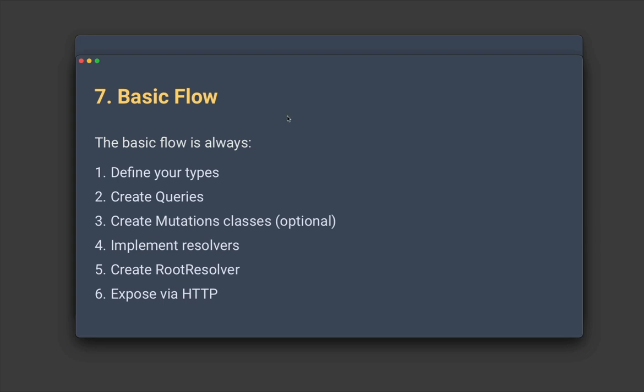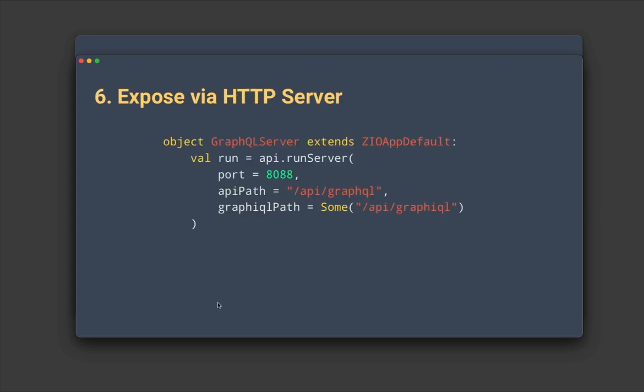As a quick summary, the basic flow when writing a Caliban application is what I just showed. You define your types, your case classes, and your enumerations. You create your queries. You create your mutations, and again, those are optional. You implement the resolvers. You create the root resolver. And then you expose your Caliban application via ZIO HTTP, as I showed right there.